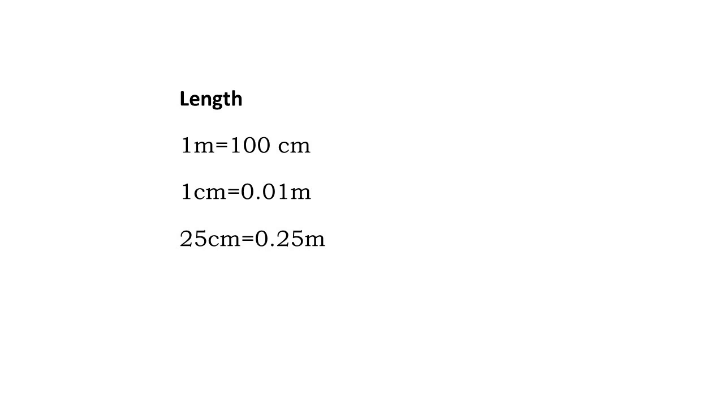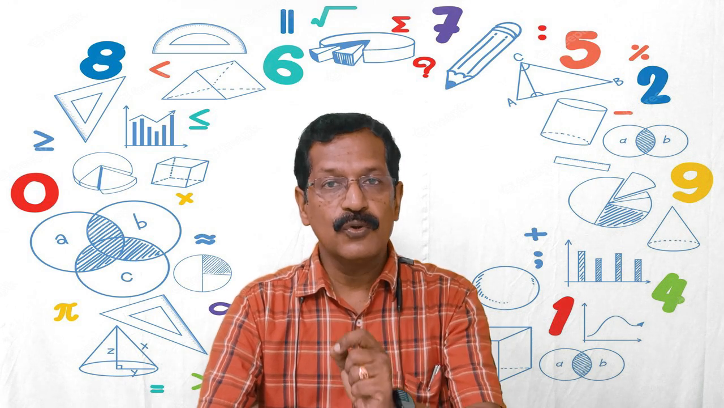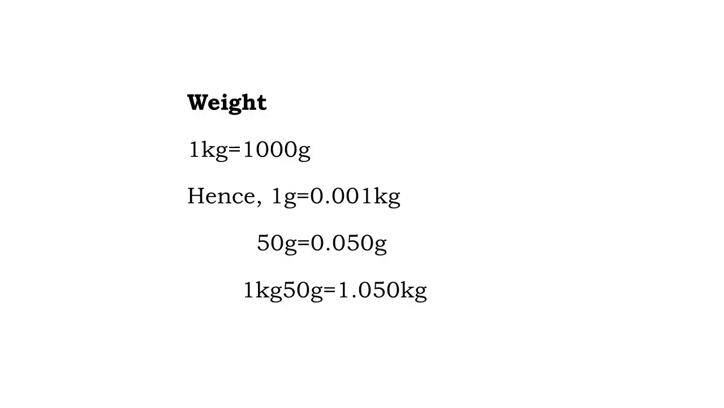Now, in the case of weight, 1 kilogram is equal to 1000 grams. Hence, 1 gram is equal to 0.001 kilogram, because 1000 grams, so 3 zeros. So, what about 50 grams? Generally, people make mistakes. 50 gram is 0.050. Don't say that 0.5. It is 0.050 kilogram.